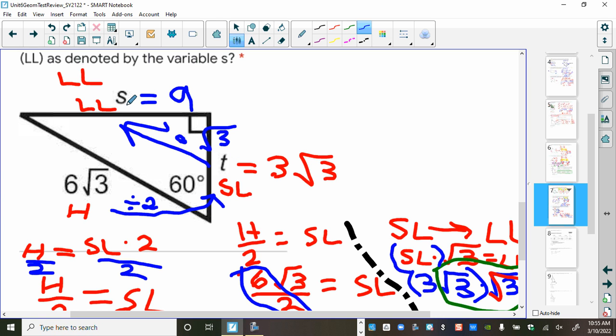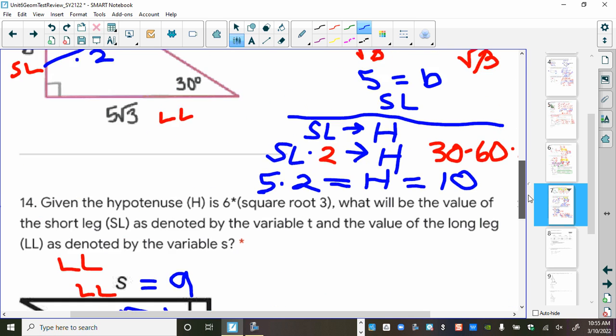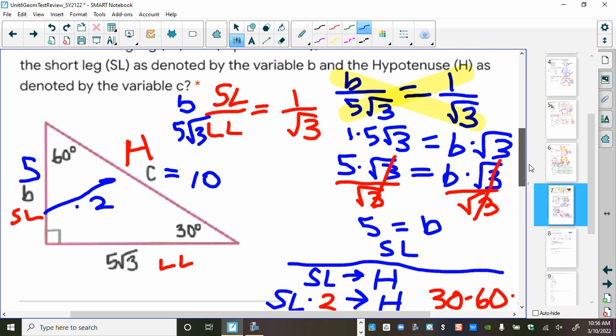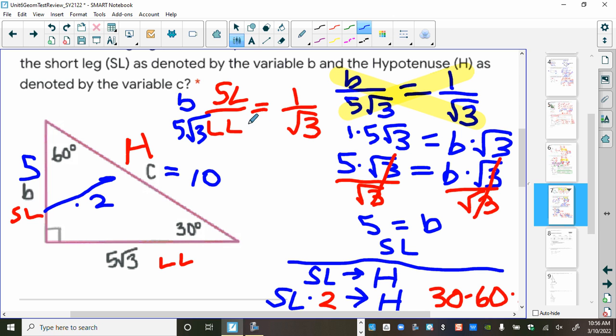I mean, the only time we're going to have to do some work is if you're given the long leg. If you're given a long leg, yeah, you're going to have to do work. But once you go from the long leg, you get the short leg or you get the hypotenuse, then you can take the shortcut to get to wherever you need to go.